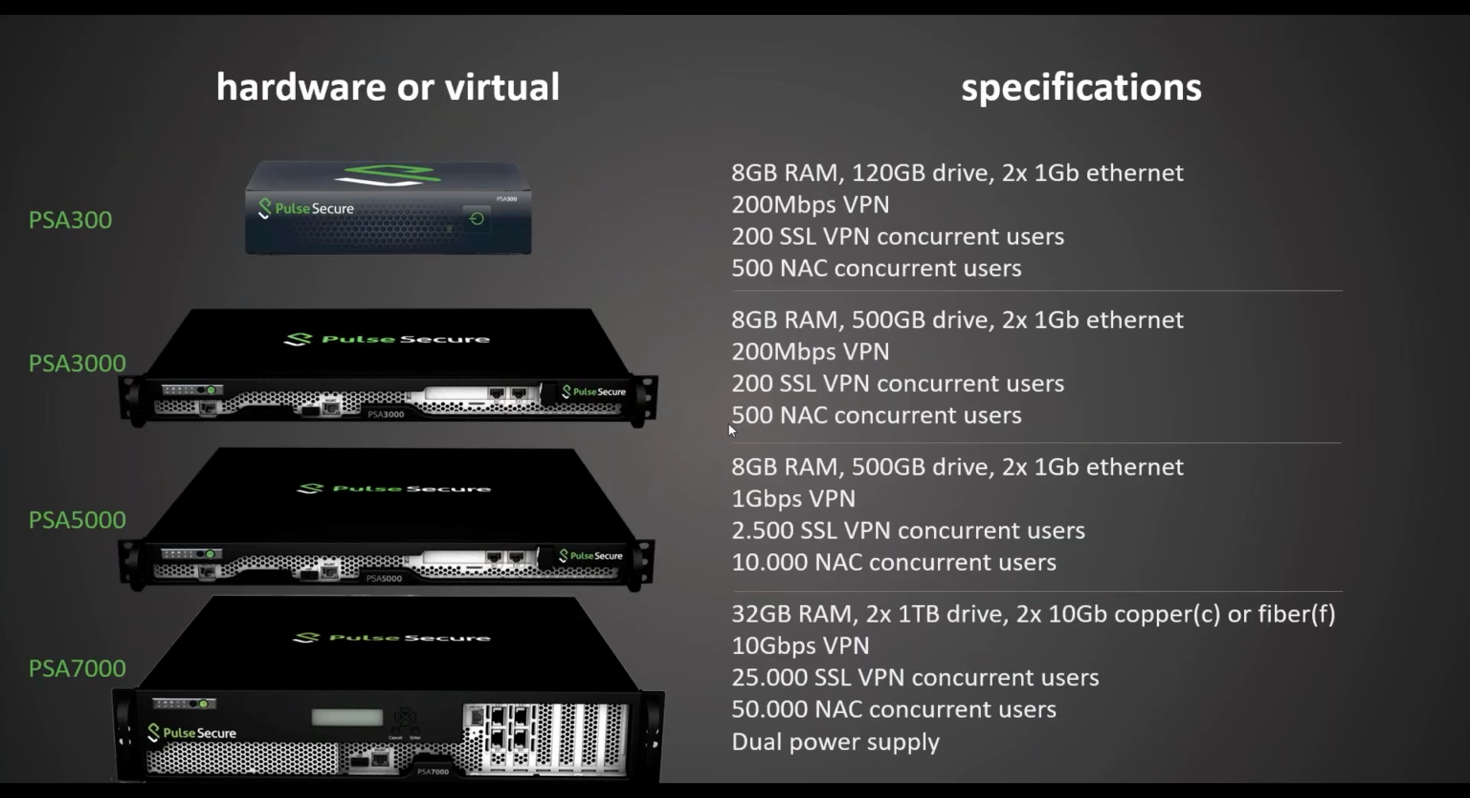These are the possible devices. If you take a look into the specs, we have the same specs for the virtual. So if you say we have a PSA 5000 up to 2500 SSL users, the -V is exactly the same, but virtual, also 2500 SSL users, etc. But every box is either an SSL VPN, being a Pulse Connect Secure, or a NAC, being a Pulse Policy Secure. So you can buy the same hardware, but the licensing will make the difference.